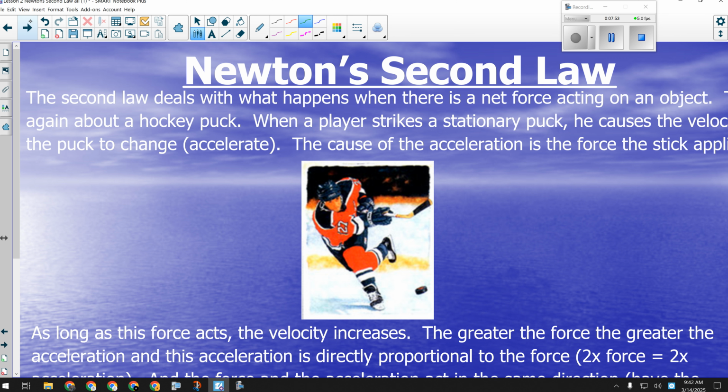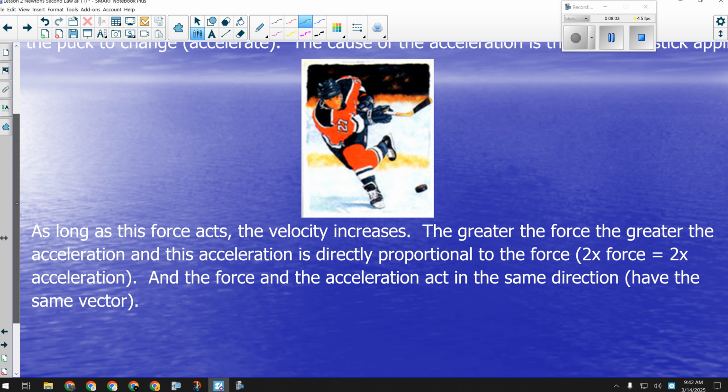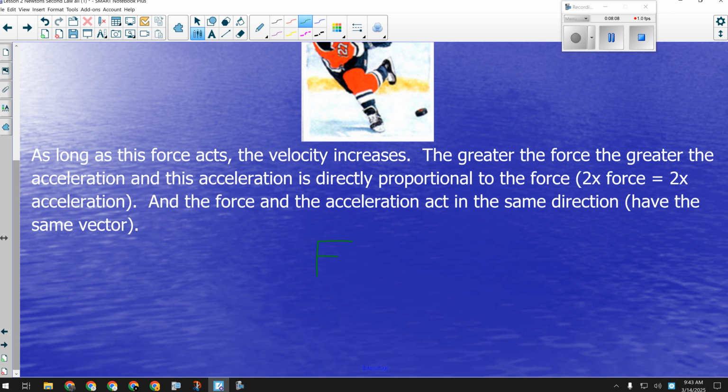Those are all things that can apply, and you're going to see so many things in this unit where Newton's second law applies. All right, so as long as the force acts, the velocity increases. Now according to Newton's second law, this very simple formula, if I were to double the force, what would happen to the acceleration?